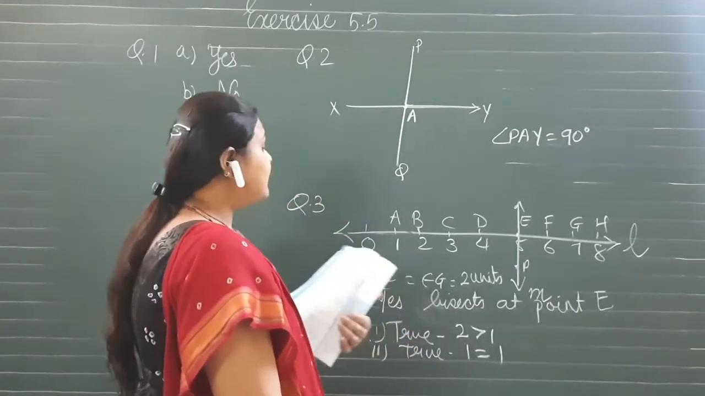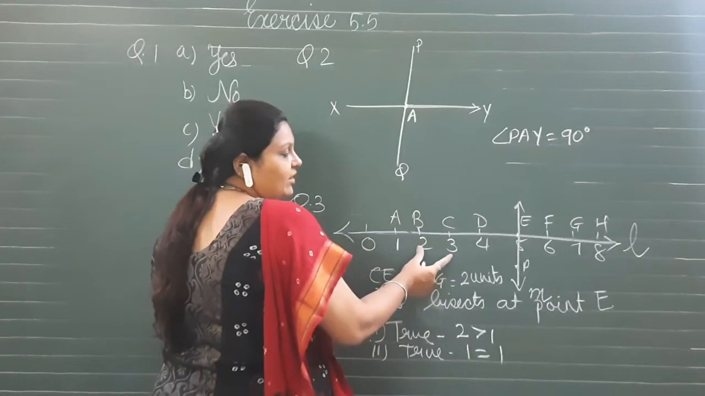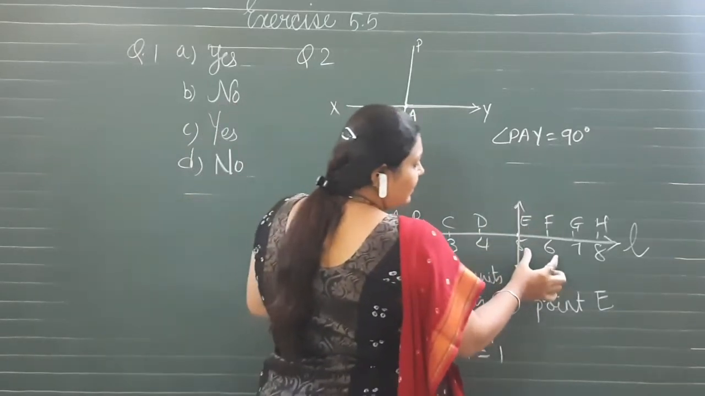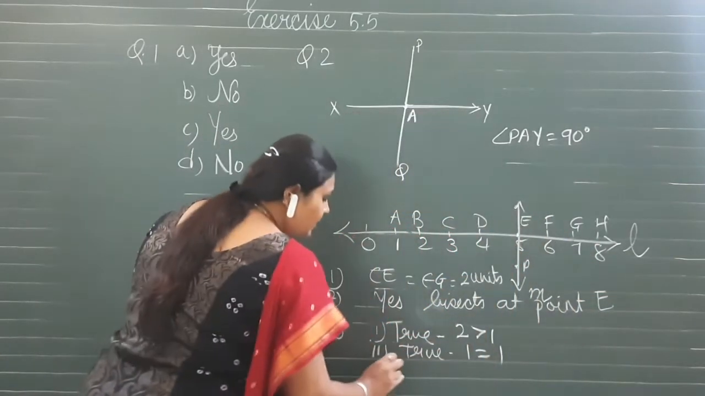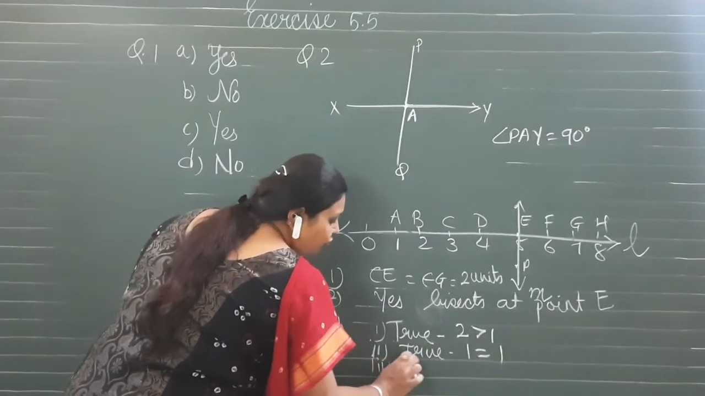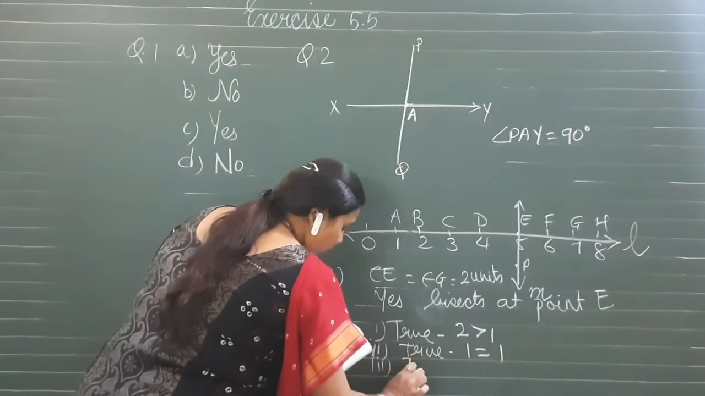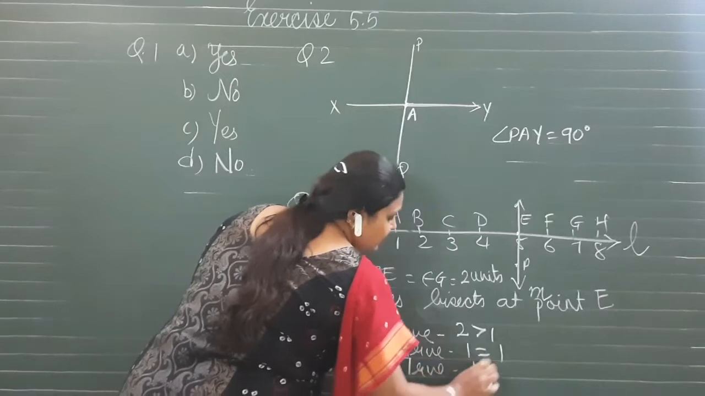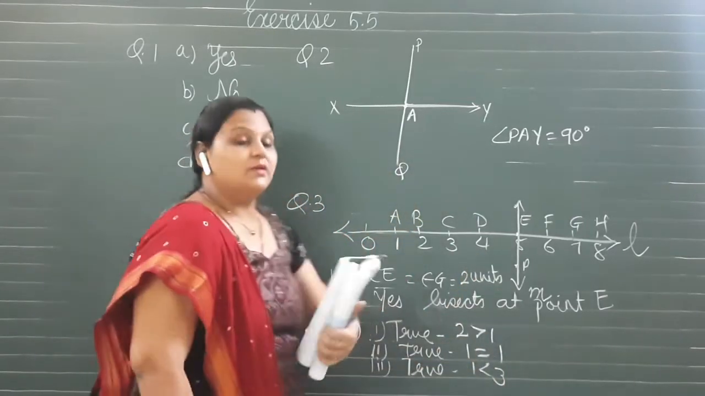Third, DC is less than EH. Now DC has 1 unit. EH has 3 units. So this statement is also true. We can say 1 is less than 3.